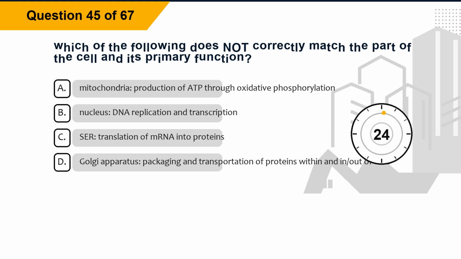Question 45. Which of the following does not correctly match the part of the cell and its primary function? Option A, mitochondria, production of ATP through oxidative phosphorylation. Option B, nucleus, DNA replication and transcription. Option C, SER, translation of mRNA into proteins. Option D, Golgi apparatus, packaging and transportation of proteins within and in/out of cells.